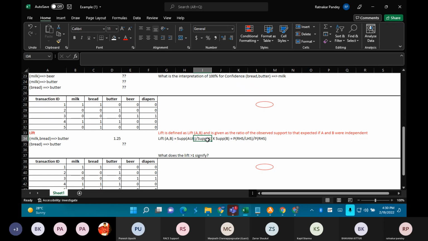Let's say you have bought a mixer juicer, for example, and then we were looking at the water heater. In that case, the lift will be more than 1. Why? If both events are happening independently, then the probability the customer will be buying this as well as this will be the probability of this happening times this happening. However, if they're dependent, then that probability will be higher because they are interrelated. So that is the concept. The numerator will go higher than the denominator.